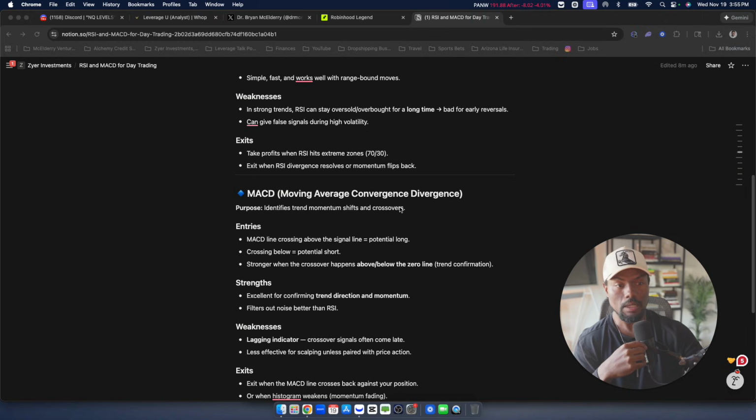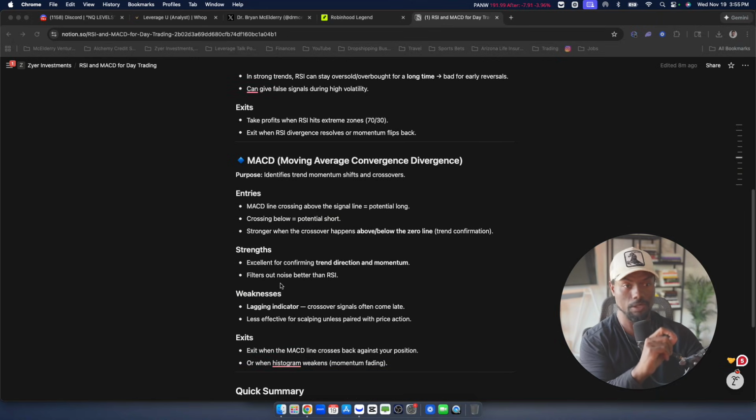So MACD, moving average convergence divergence. Some big words, right? The purpose: identifies trend, momentum shifts and crossovers. Entries: MACD line crossing above the signal line is a potential long. You'll see in a second. Again, take pictures, take notes, screenshot, whatever. Entries are when you have a cross of that MACD on a specific time frame, and we'll talk about those time frames.